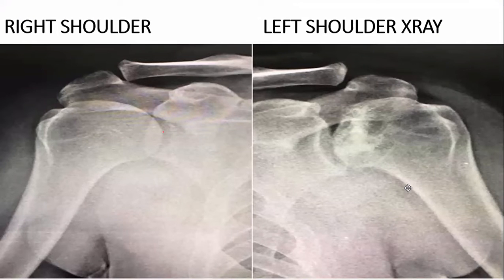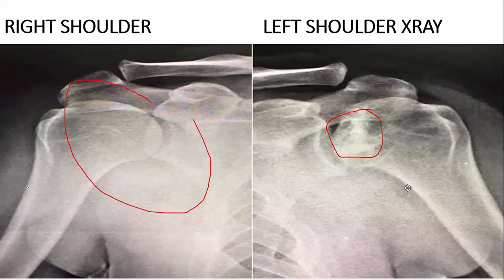Okay, look at this, the normal. This is the right shoulder. Look at this, this is the abnormal one. You have a sclerotic or white area, suggestive of osteonecrosis, death of the cells here. Here, not normal. So again, this is your cortex of the bone. This is your medulla.